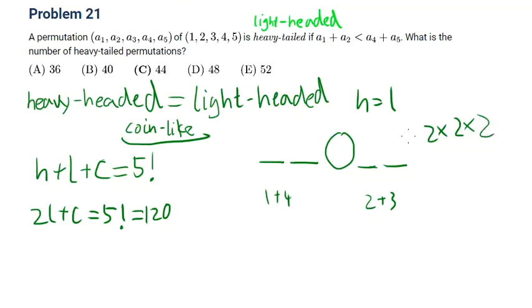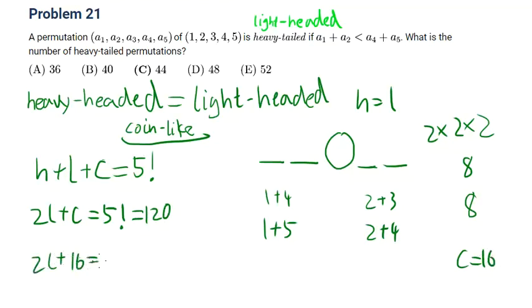There are two situations here. So 2 times 2 times 2, 8. Now you can also do 1 plus 5 and 2 plus 4, with similar logic, which is also 8. So C equals 16. There are 16 coin-like permutations. So 2L plus 60 equals 120. 2L equals 104. L equals 52. Okay.